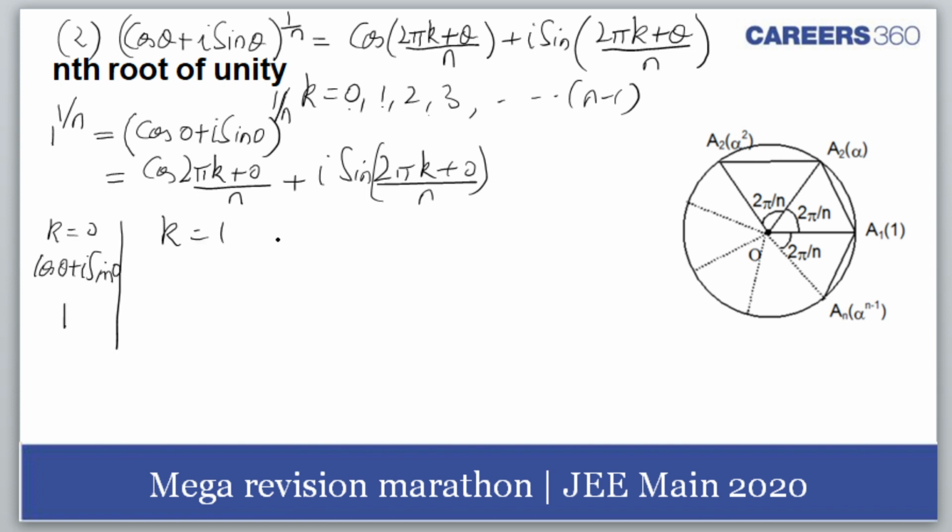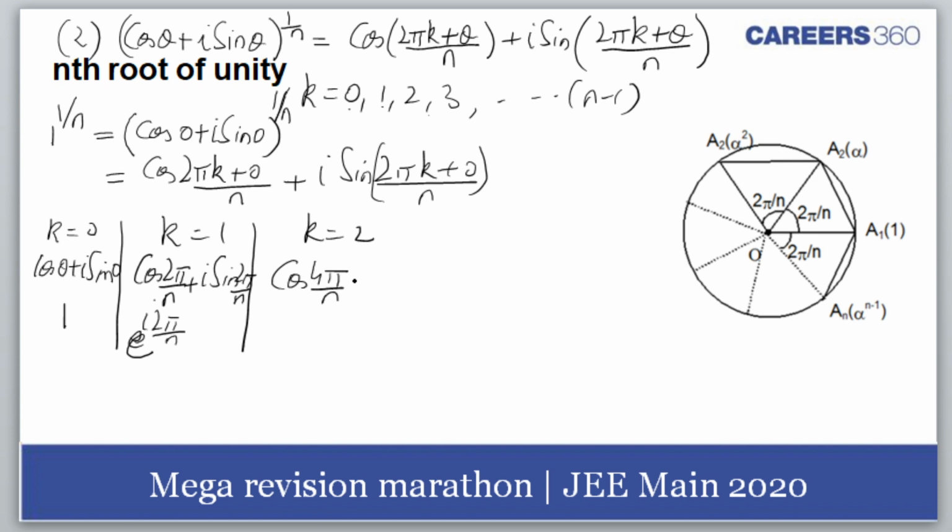Then I put k is equal to 1. When I put k is equal to 1, what do I get? I get cos 2 pi by n plus iota sine 2 pi by n. That is e raised to iota 2 pi by n. That is the first nth root of unity. Then I put k is equal to 2. What do I get? I get cos 4 pi by n plus iota sine 4 pi by n. Okay, that is e raised to iota 4 pi by n.